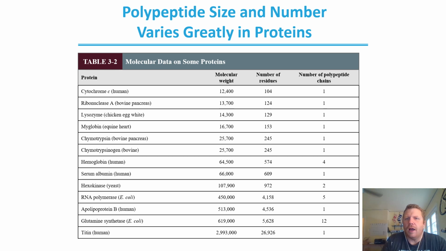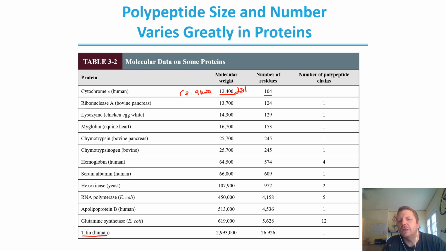So if we look at the top, we've got cytochrome C, which is 12,400 Daltons. The common unit for proteins is daltons or kilodaltons, so that's 12,400 daltons, or 12.4 kilodaltons. That is made up of 104 amino acids. Now, if we look all the way at the bottom, we've got Titan. It looks kind of like Tintin, but Titan. That is 2.9 million daltons.